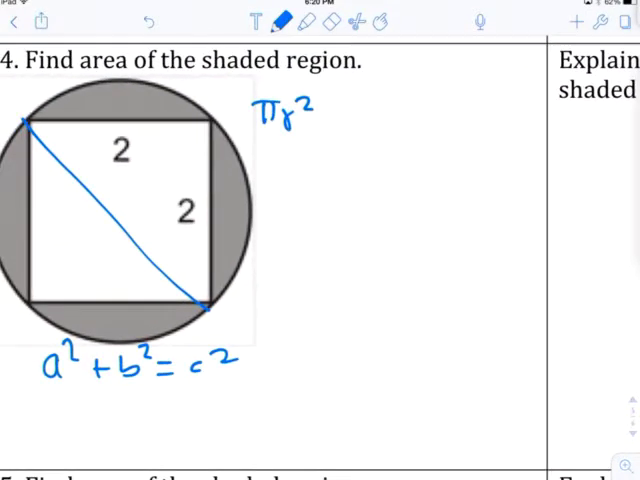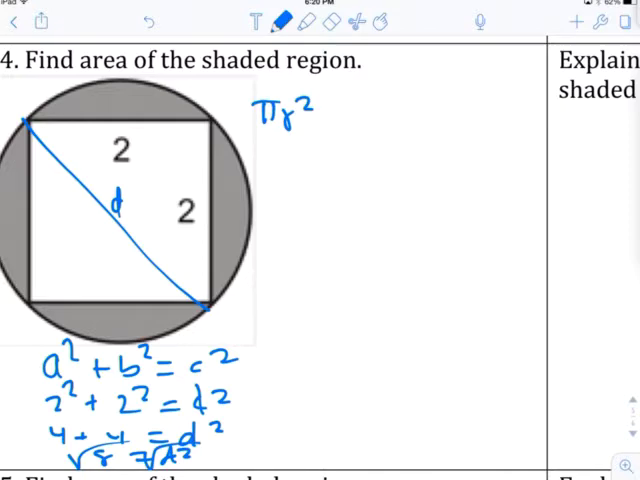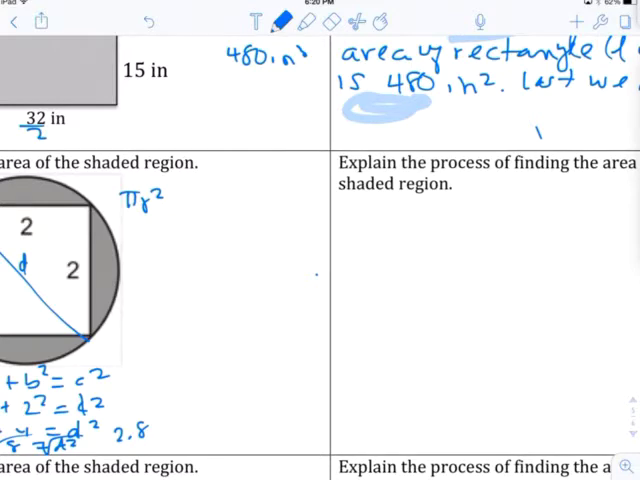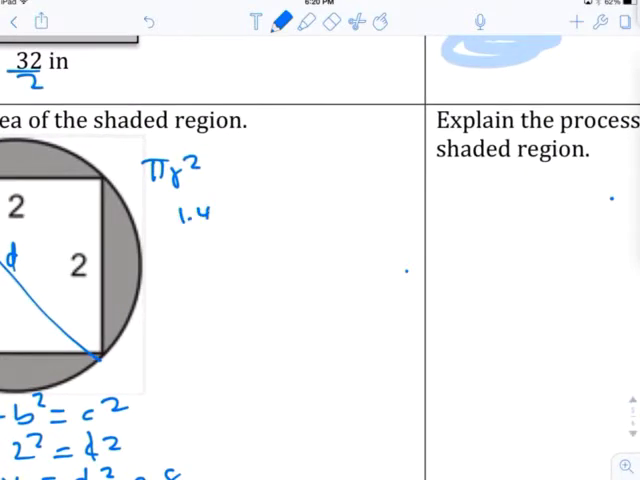And then you don't need to explain this, but you need to do the work. Diameter squared, c, this is the diameter, so it's diameter squared equals 4 plus 4. 8 equals d squared. The square root of that, you should get 2 something. Okay, and then the radius is half of that. I think it's 2.8. Radius then is 1.4. 3.14 times the radius squared. Divide that by 2, and you get your answer.